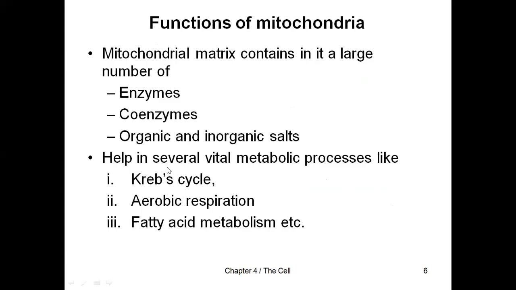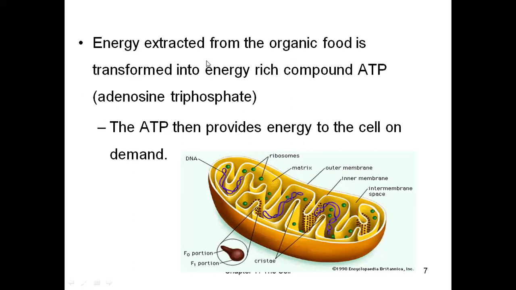Mitochondrial matrix contains a large number of enzymes, coenzymes, organic and inorganic salts. It helps in the vital metabolic processes like Krebs cycle, aerobic respiration and fatty acid metabolism. Energy extracted from the food is transformed into the energy rich compound ATP, adenosine triphosphate. The ATP then provides energy to the cell on demand.